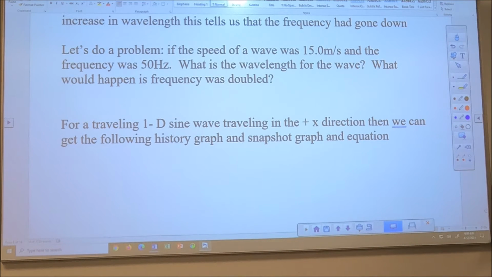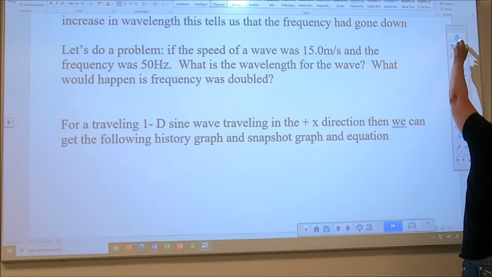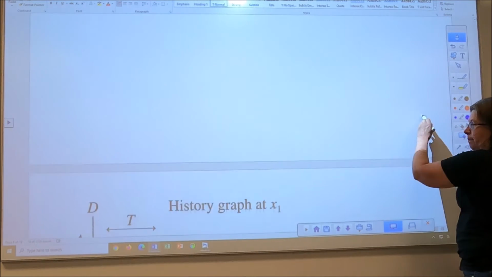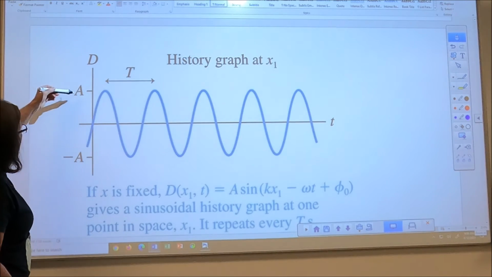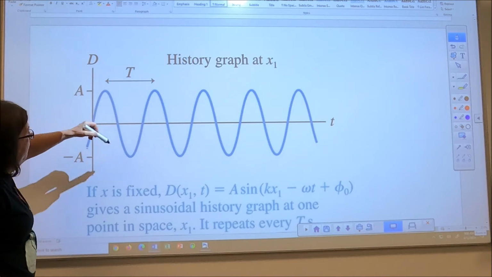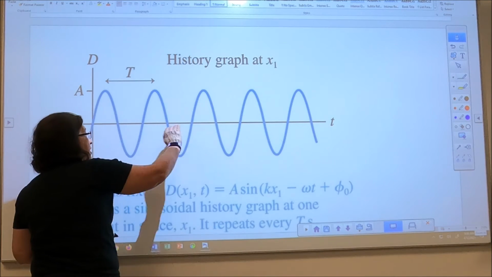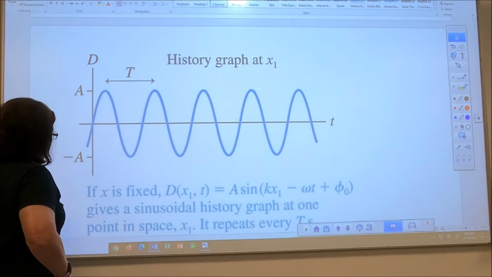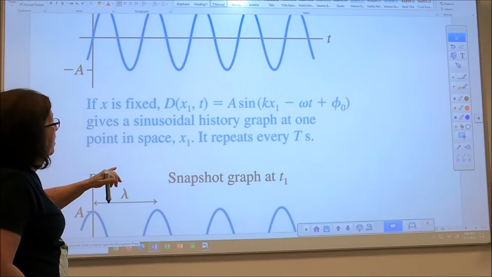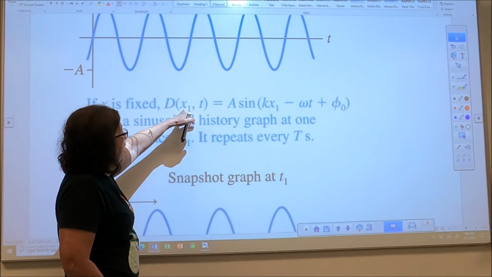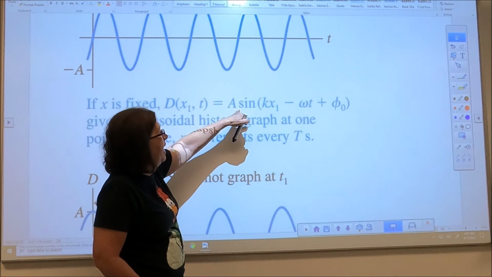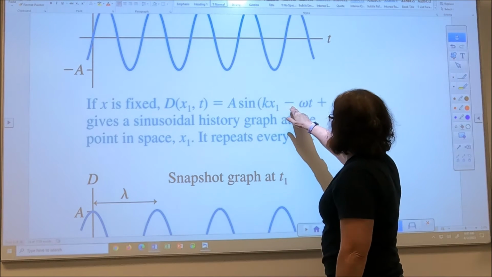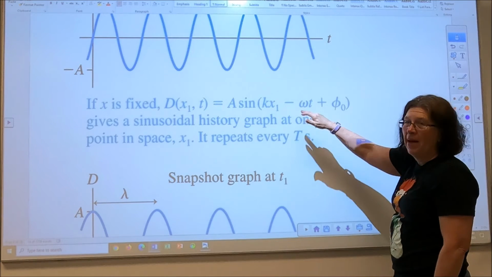For a traveling wave, a 1D sine wave traveling in the positive x direction, we can get the following history graph, snapshot graph, and equation. So the history graph would look like that, a nice sine wave. So amplitude A, so it goes between minus A and positive A. Here's the period on a history graph because the horizontal axis here is time. If x is fixed, then our displacement as a function of time is at x sub 1, our fixed position, with time, and the displacement is equal to a sine of k x minus omega t plus phi 0. We'll talk about these in just a second.